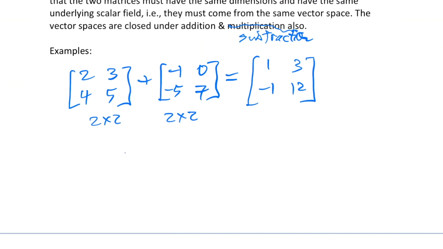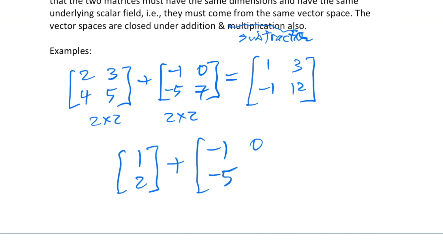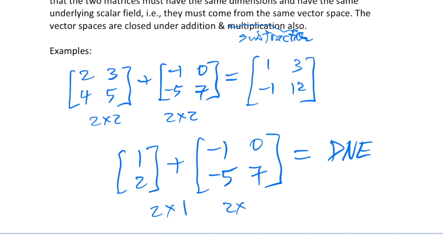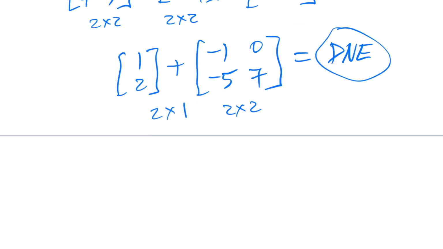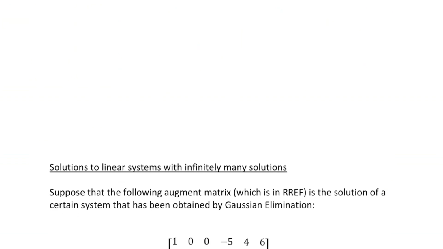If I tried something like this, though, if I went, say, this vector, 1, 2, which is just a column matrix for now, right? And I tried to add it to this matrix here, we'll just say D and E, this does not exist. There's no such thing. Because this is a 2 by 1, and this is a 2 by 2. Their dimensions are different. There aren't even corresponding entries to add. So the answer here would be there is no such thing, or it does not exist. Okay, so it's pretty easy.